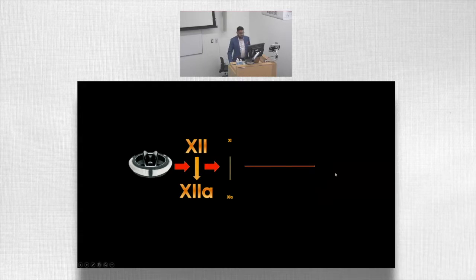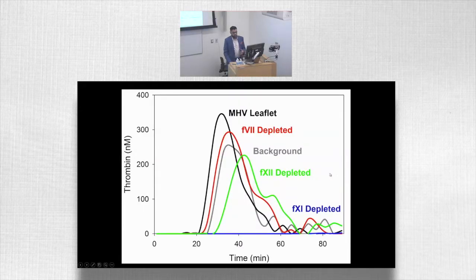And so what we did was develop a model using a mechanical heart valve. If you use normal plasma or factor 7 depleted plasma, shown in the red or black, you make normal thrombin generation. If you deplete factor 12, you prolong thrombin generation and suppress it a little bit. But if you deplete factor 11, then you do not generate thrombin.